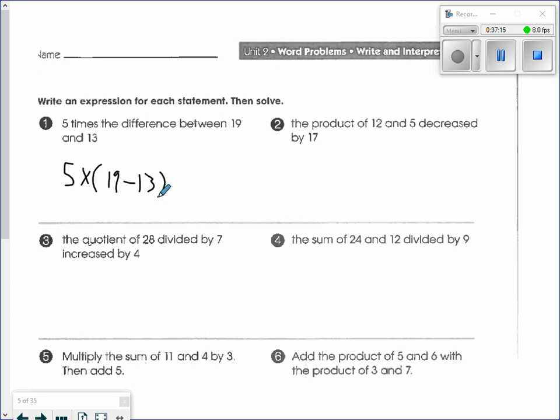5 times the difference between 19 and 13. So 19 minus 13, and you're multiplying that by 5.